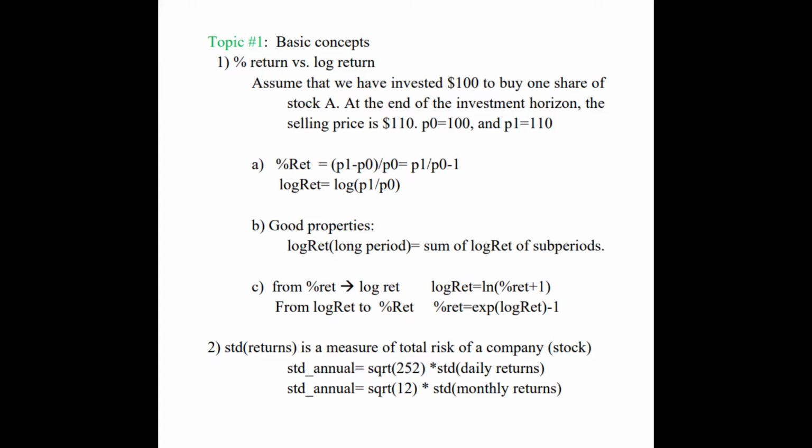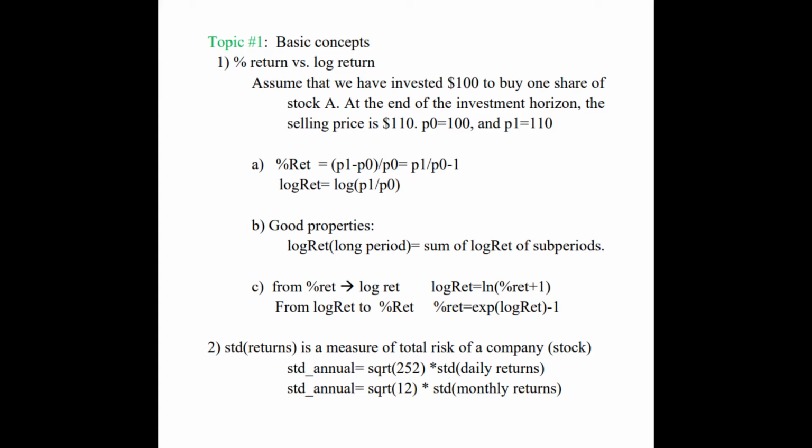Percentage return is simply P1 minus P0 divided by P0, which equals P1 over P0 minus 1. In this case, it is 110 minus 100 divided by 100. So it's 10 divided by 100, which is 10%. Log return is simply the log of P1 over P0. I'm going to calculate using R.